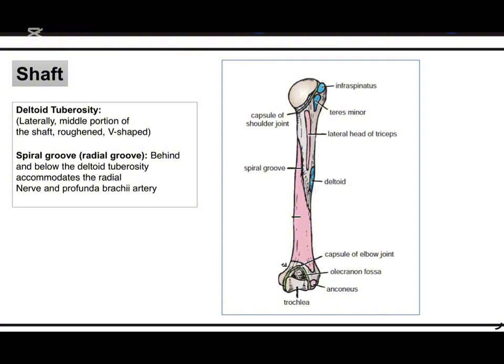Okay? So, the axillary nerve is related to what? The surgical neck. The radial nerve is related to what? To the spiral groove. Where do I find the spiral groove? On the posterior aspect of the shaft of the humerus. Okay?